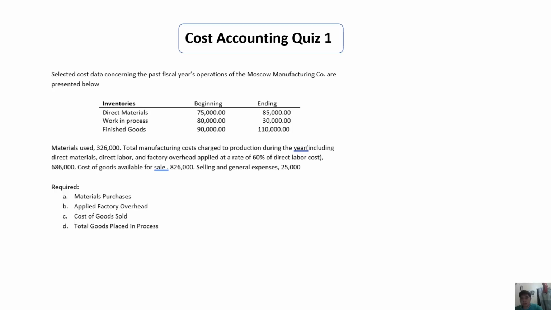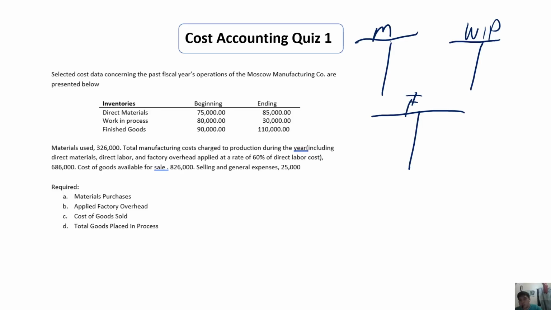So para hindi tayo mahirapan, ang binigay ko sa inyong tip is mag-create na agad kayo ng T account for the 3 major inventory accounts. So meron tayo diyang materials, then we also have the WIP, then we also have the finished goods. Available naman na yung mga balances. So ilagay mo na. Yung beginning natin ng materials, we have 75,000. Then yung ending, we have 85,000.